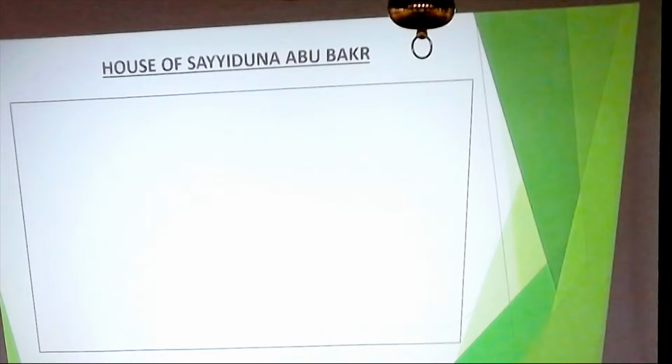Sayyidina Abu Bakr radiallahu anhu's house, during this extension, because the masjid towards the western side got extended by 10 meters, many houses that were there were taken and incorporated within the actual masjid. And Sayyidina Abu Bakr radiallahu anhu's house was one of these houses.